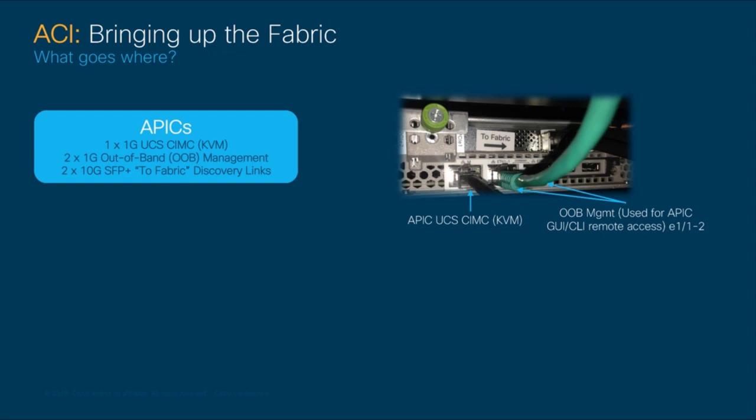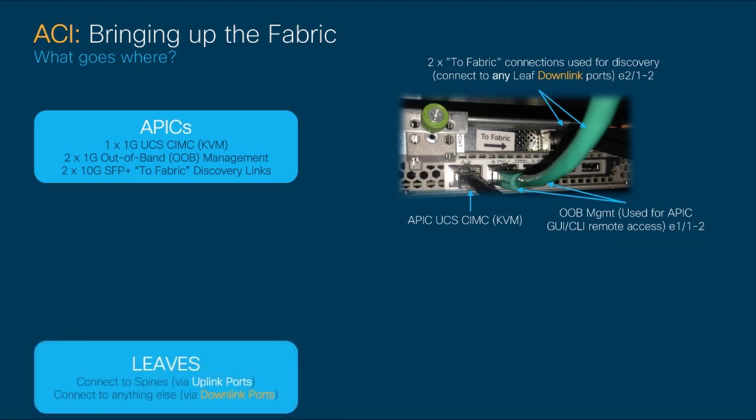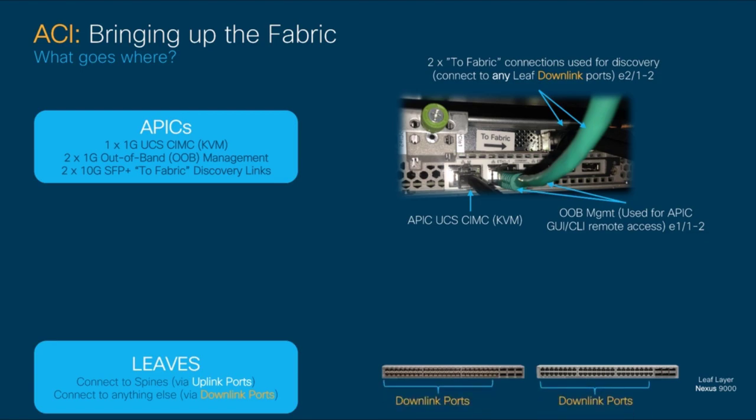If you have an out-of-band dedicated network, you can connect the CIMC and the out-of-band management ports there. Finally, there are 2 10 gig ports with a tag that indicates you must connect them to the fabric. This means the leaves, and they will be used for automatic fabric discovery, management, and more. We will connect those 2 fabric ports using a Twinax cable or 10 gig link to the downlink ports on any leaf or leaves as indicated in the diagram.